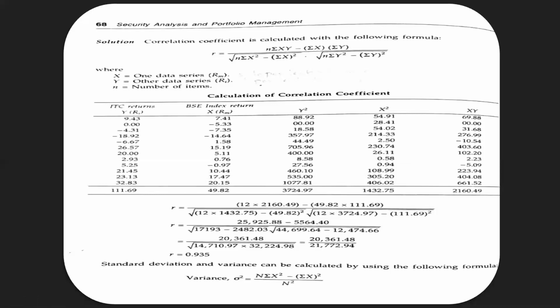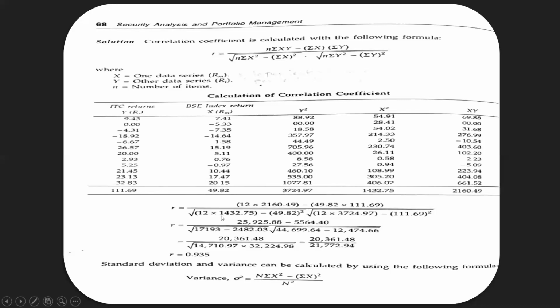R is equal to n. n is 12. That is, there are 12 items in this question. So we are going to take n as 12. 12 into sigma xy. Oh, sorry, that is where the last column's total is taken. So 2160.49 is calculated there. Sigma xy minus sigma x, that is the second column's total, which is 49.82, into sigma y, which is the first column's total, that is 111.69, divided by n again, which is 12.